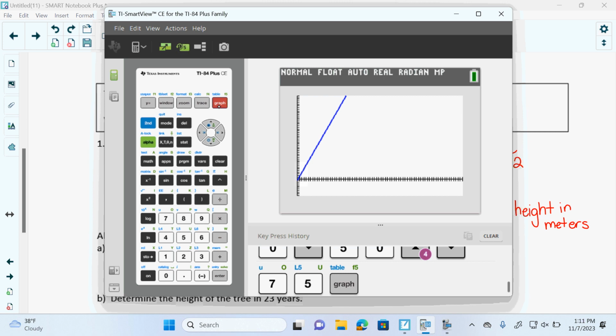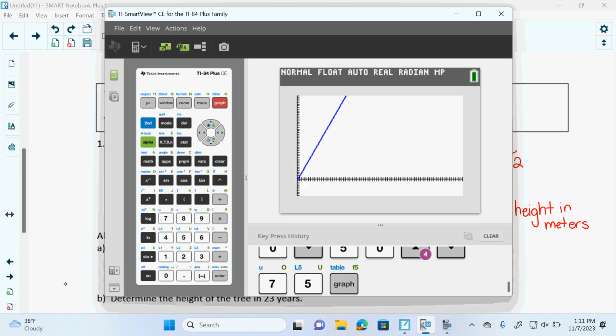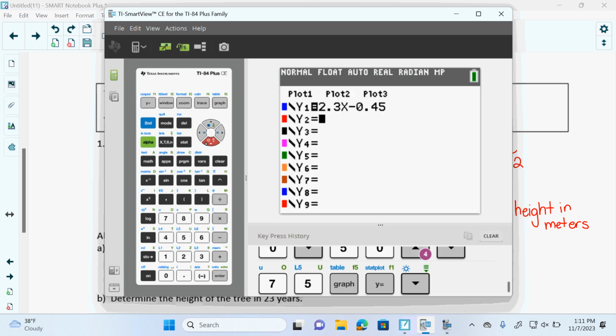Now, we just discussed and said that Y is 32 because Y is the height. They gave us the height, correct? And if they give us the height, how do we do it? So we go to our calculator and we go to Y2 and we put in 32.